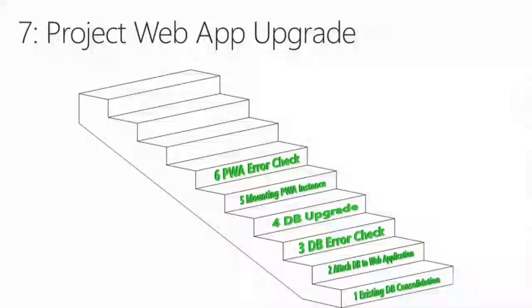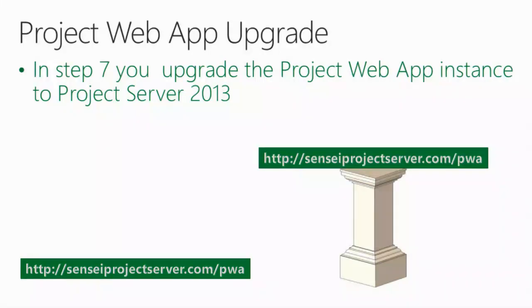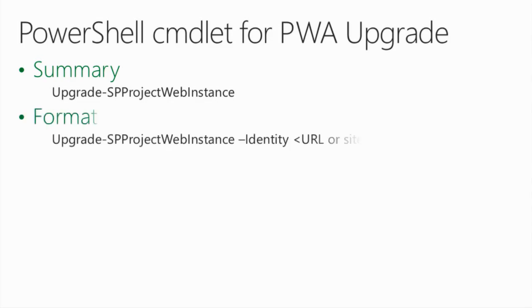Okay, so our next step, getting close to the end here, is your PWA upgrade. In step 7, you upgrade your Project Web Apps instance to Project Server 2013. The command that you need to do that is Upgrade-SPProjectWebInstance. The format is right here.